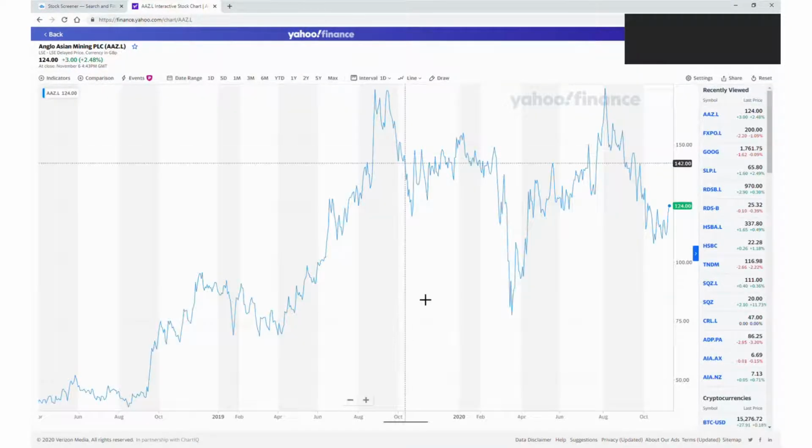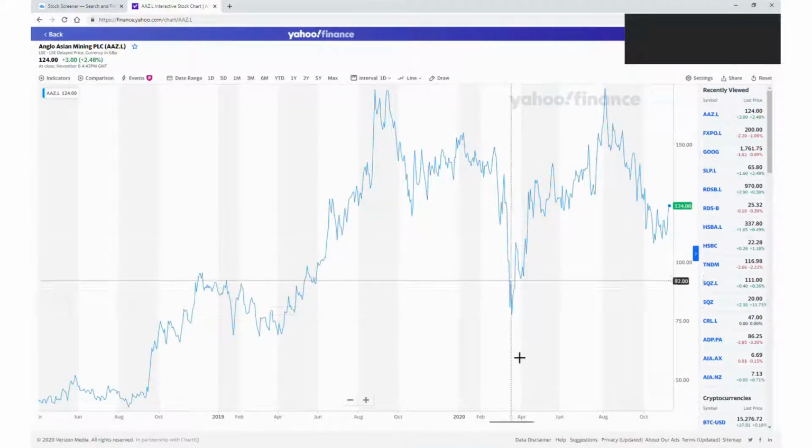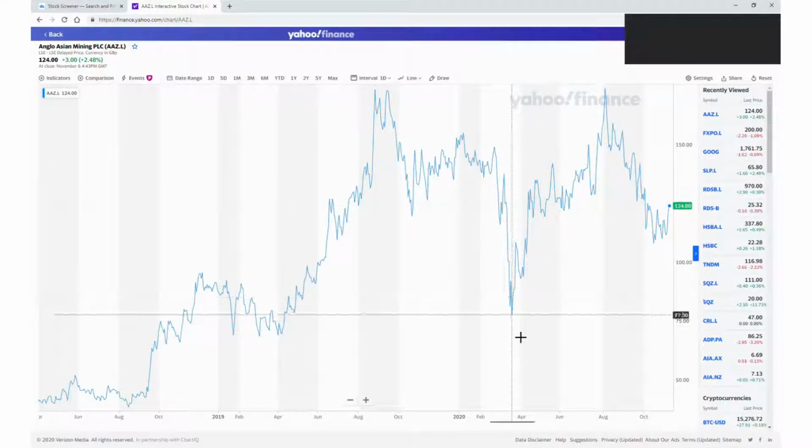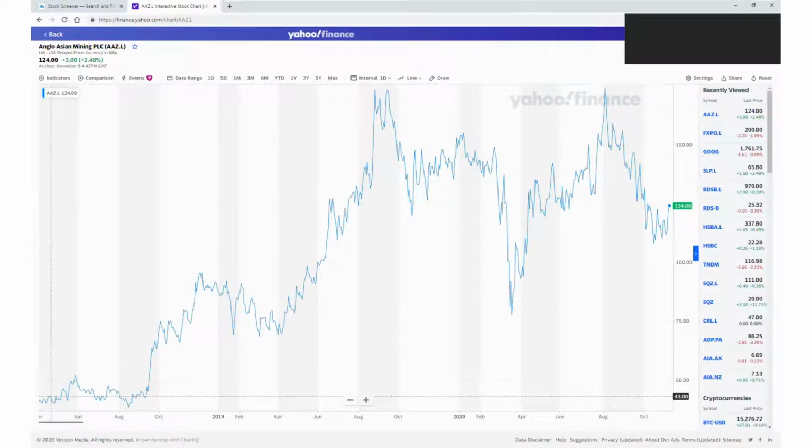Another example is Anglo-Asian Mining, and again you can see their share price went from 88 pence to £1.61 at its peak. It's come down a bit now, but once again it highlights how value stocks can make you significant returns if you catch them at the right time.